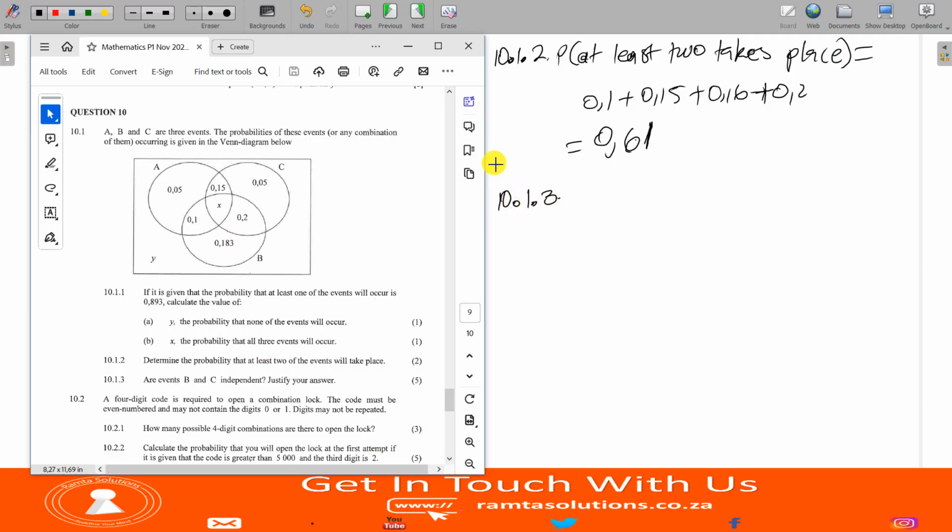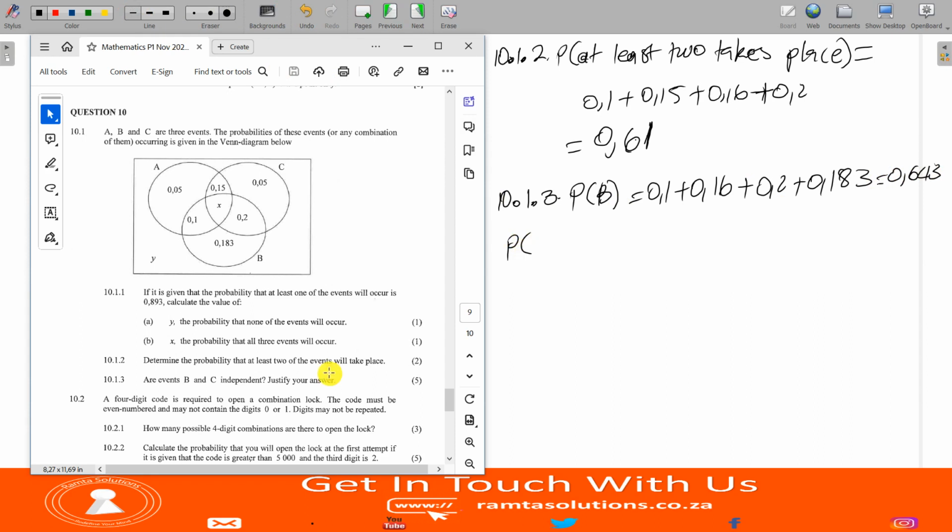10.1.3, are events B and C independent? Okay, guys, what we need to do now is know what event B is. So event B is 0.1 plus, what was the value of x? 0.16, right? The value of x was 0.16, plus 0.2 plus 0.183. So 0.1 plus 0.16 plus 0.2 plus 0.183 is 0.643. This is the probability that event B will occur.